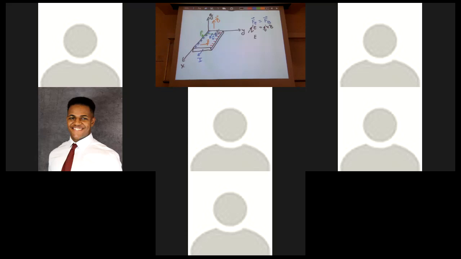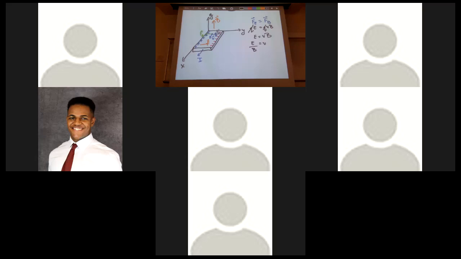So what this says then is that the electric field is equal to the velocity, or the drift velocity, times the magnetic field, which means that the drift velocity is equal to simply the ratio of the electric field to the magnetic field. Same thing we found in a velocity selector.